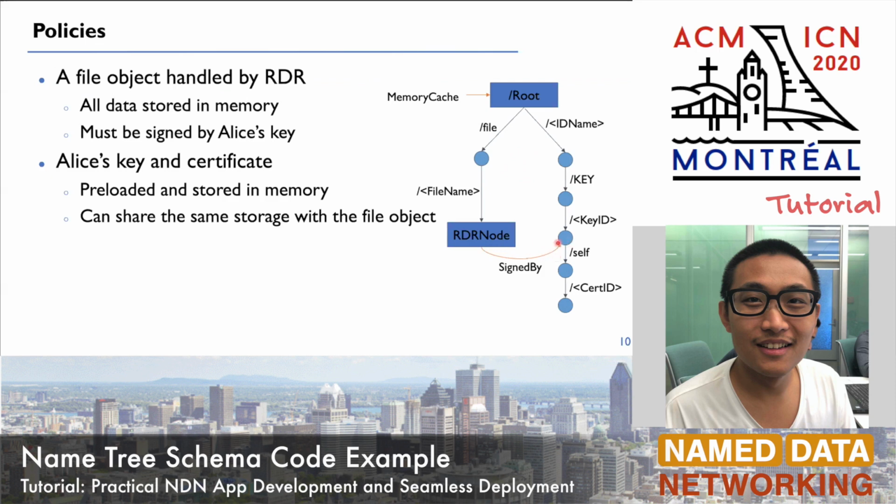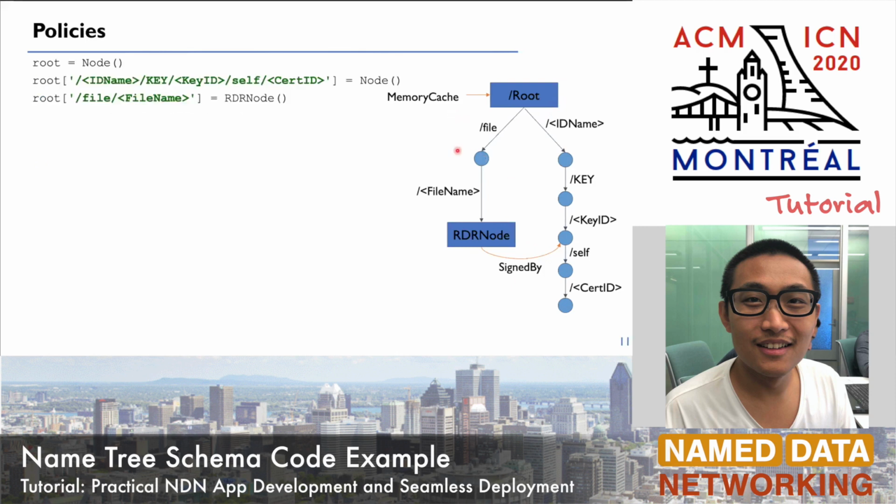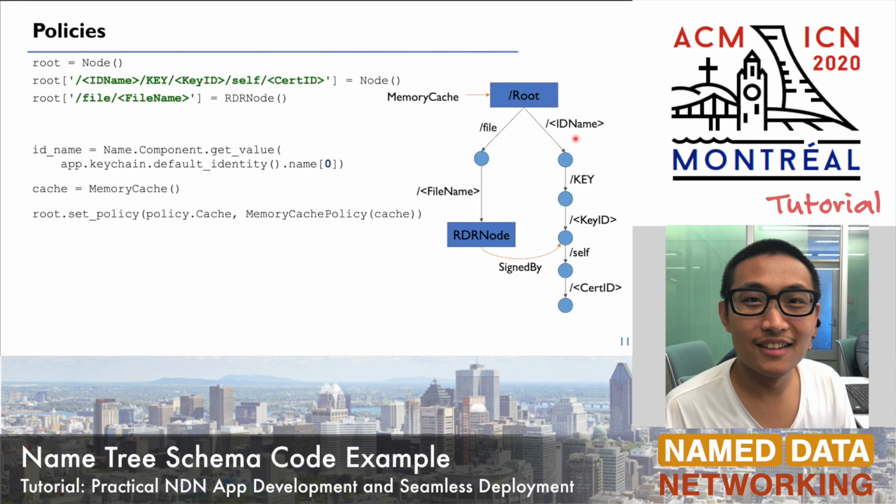And actually, this certificate can be put into the memory cache before the program runs, so it shares the same storage with the file object. So now let's write these two policies. First, we need to get the default identity name, because we need to verify that this object is signed by Alice. So ID name would be Alice in this case, and we create a memory cache.